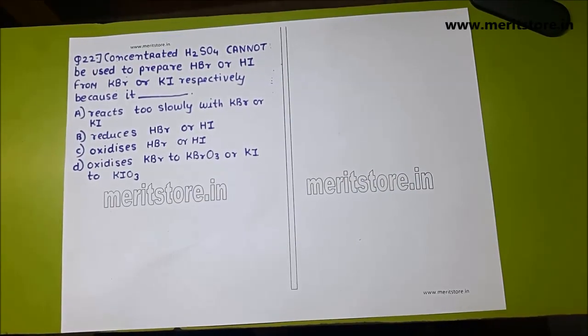22. Concentrated H2SO4 cannot be used to prepare HBr or HI from KBr or KI respectively because it: A, reacts too slowly with KBr or KI; B, reduces HBr or HI; C, oxidizes HBr or HI; D, oxidizes KBr to KBrO3 or KI to KIO3.